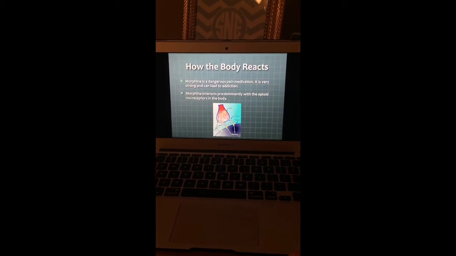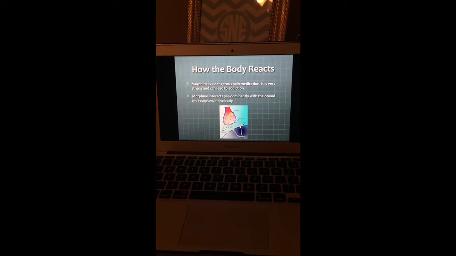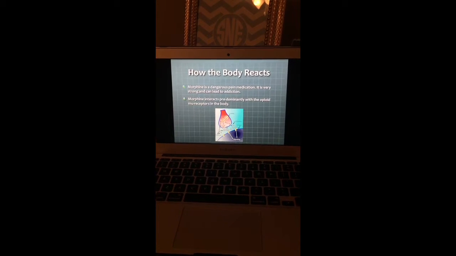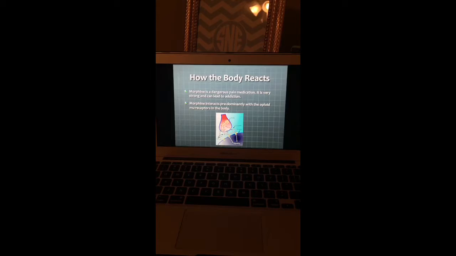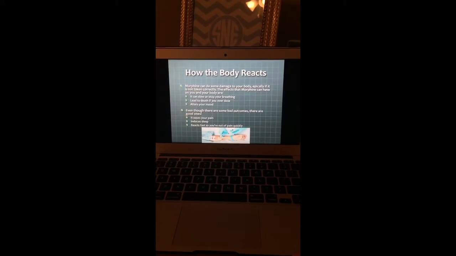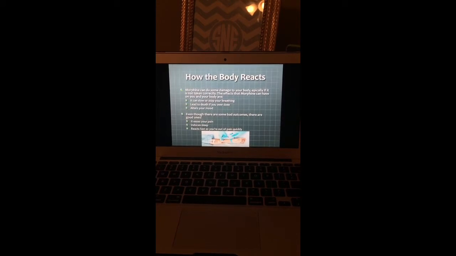How the body reacts. Morphine is a dangerous pain medication. It is very strong and can lead to addiction. Morphine interacts predominantly with the opioid mu receptors in the body. How the body reacts. Morphine can do some damage to your body, especially if it is not taken correctly.